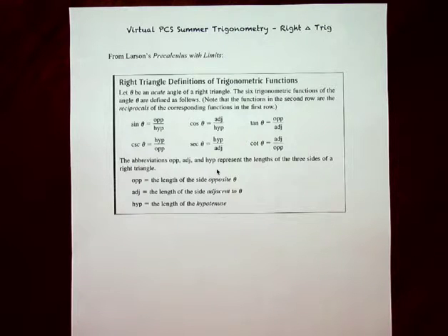But in pre-cal, we add to those 3 more, which wind up being the reciprocals of the 3 that you learned back in geometry. We have cosecant, which is hypotenuse over opposite, being the reciprocal of sine. We have secant, being hypotenuse over adjacent, which is the reciprocal of cosine. And cotangent, which is adjacent over opposite, being the reciprocal of tangent.